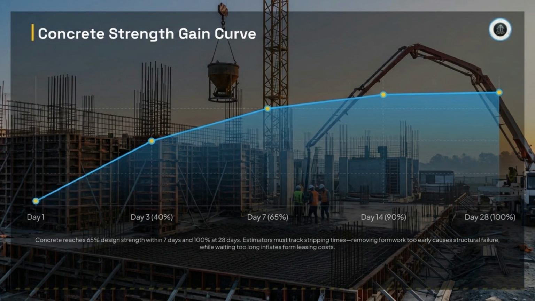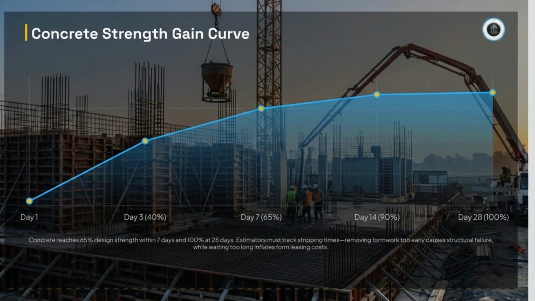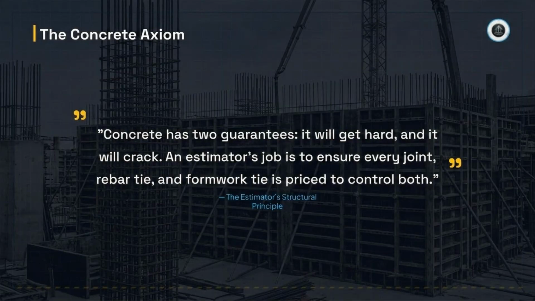Time is money when tracking concrete strength gain. Understanding that concrete reaches 65% strength at 7 days and 100% by 28 days helps you determine the optimal time to strip formwork without risking structural integrity. Remember the estimator's structural principle. Concrete will get hard and it will crack. Your job is to ensure every joint, rebar tie, and formwork tie is priced to manage these realities effectively.